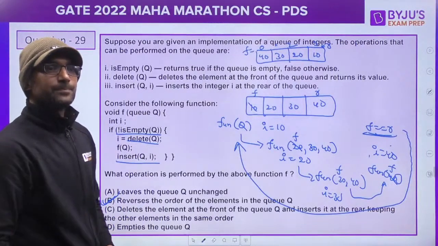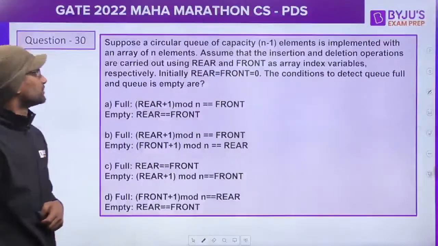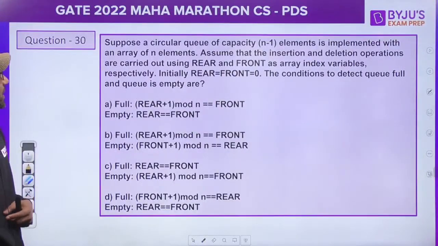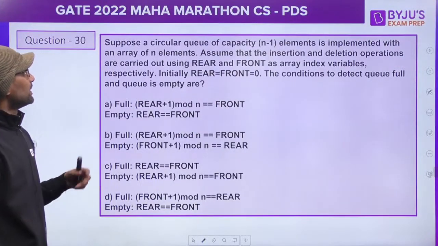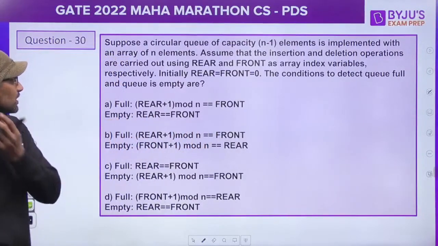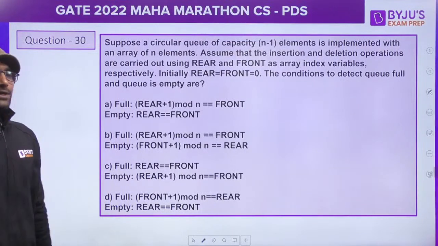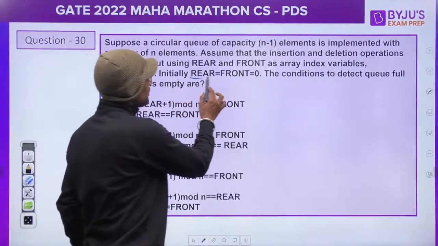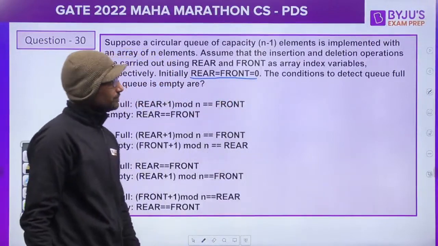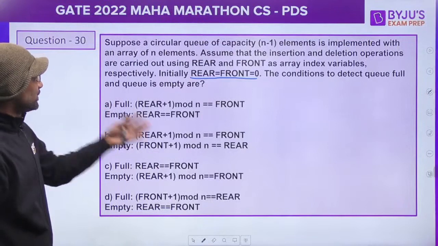Okay. Next question. Suppose a circular queue is implemented with an array of n elements. Assume insertion and deletion operations are carried out using rear and front. Initially rear equals front equals 0. What are the conditions to detect queue is full or queue is empty?